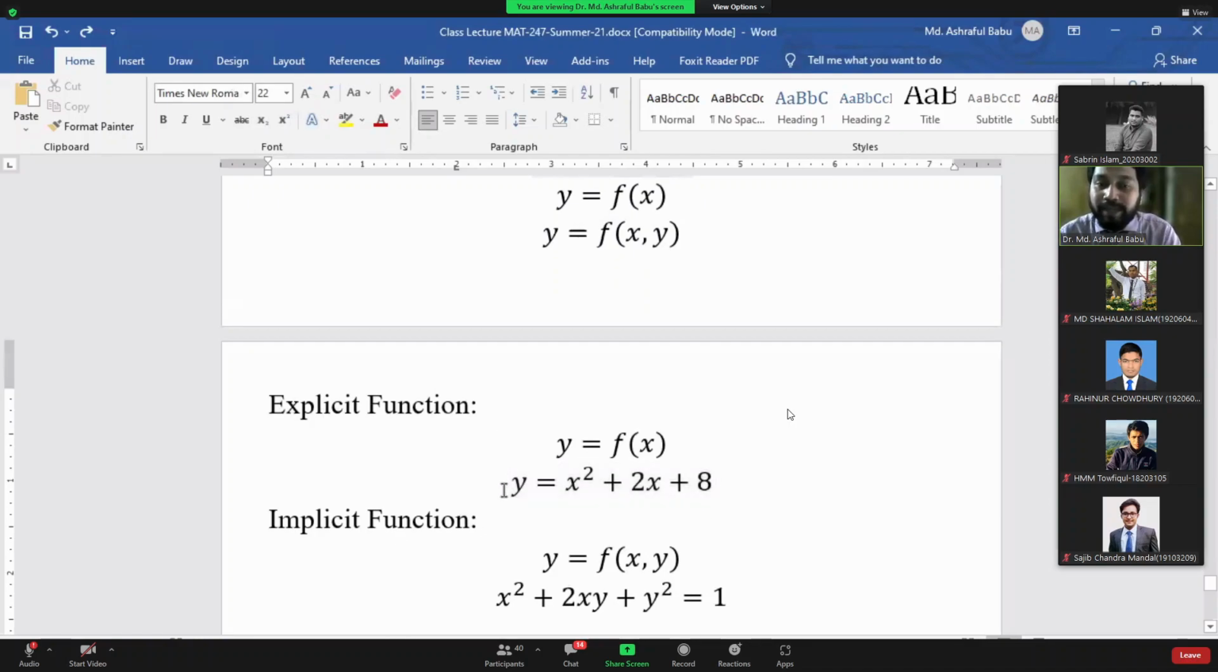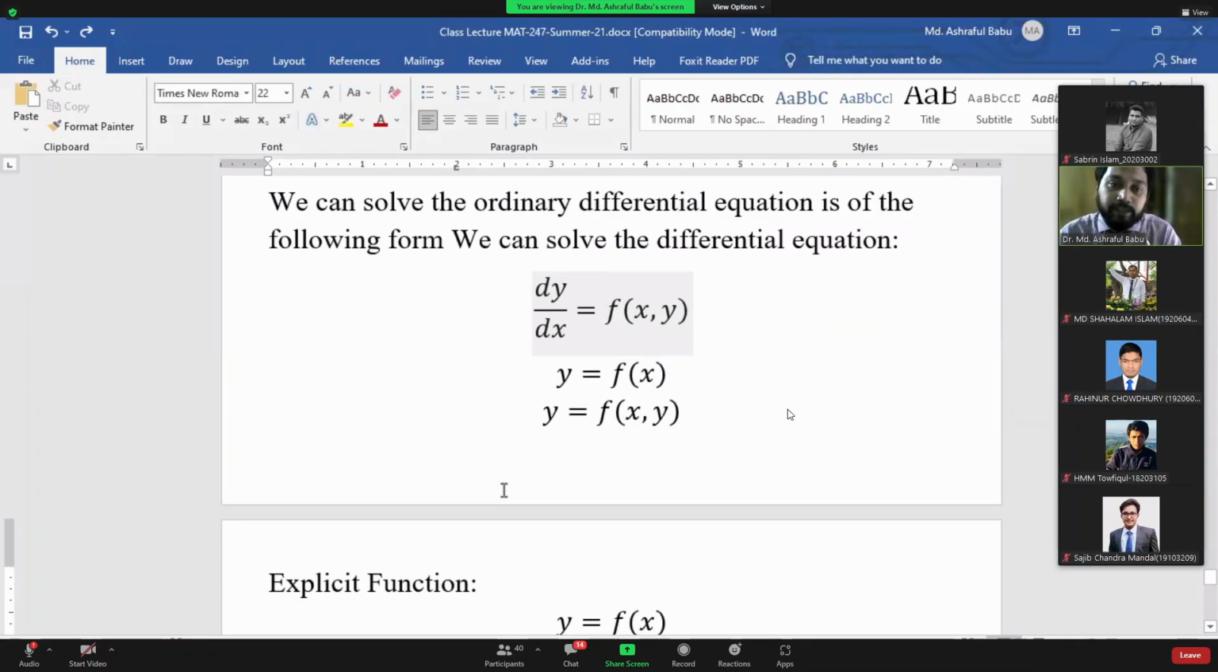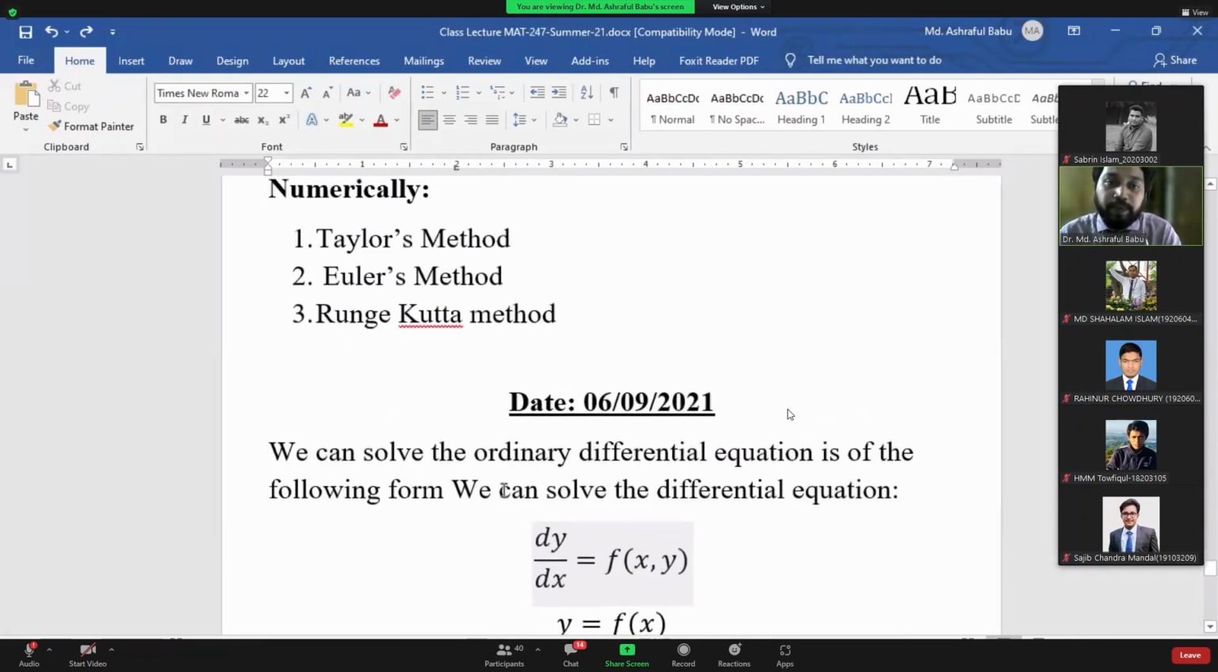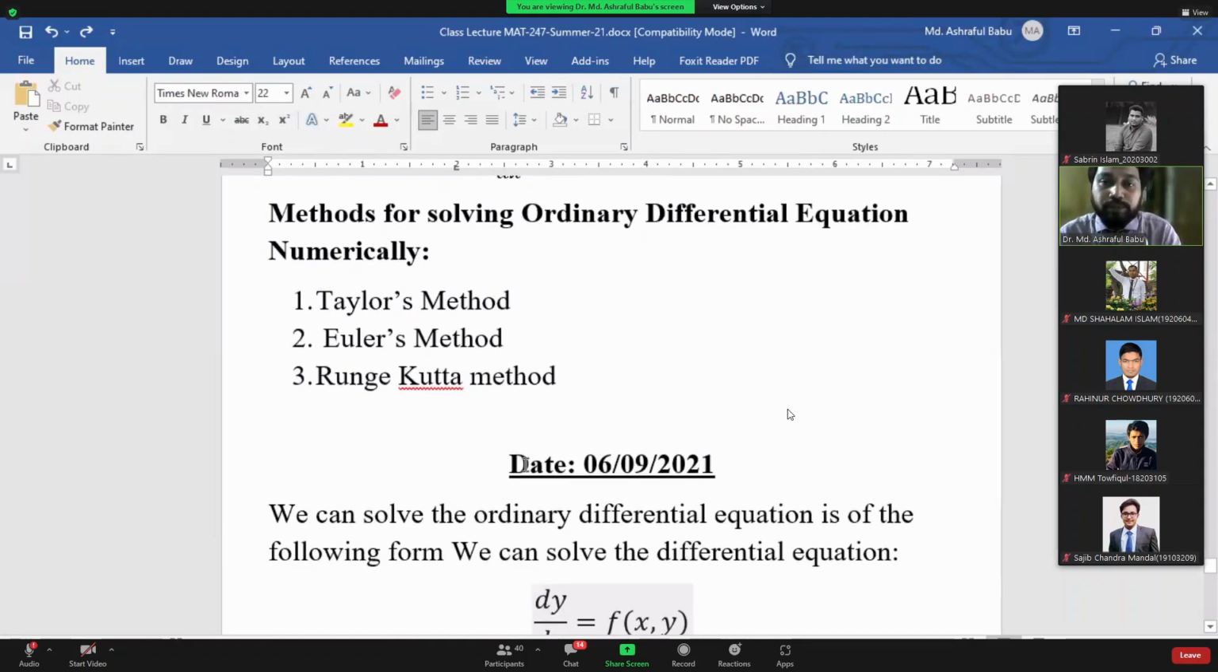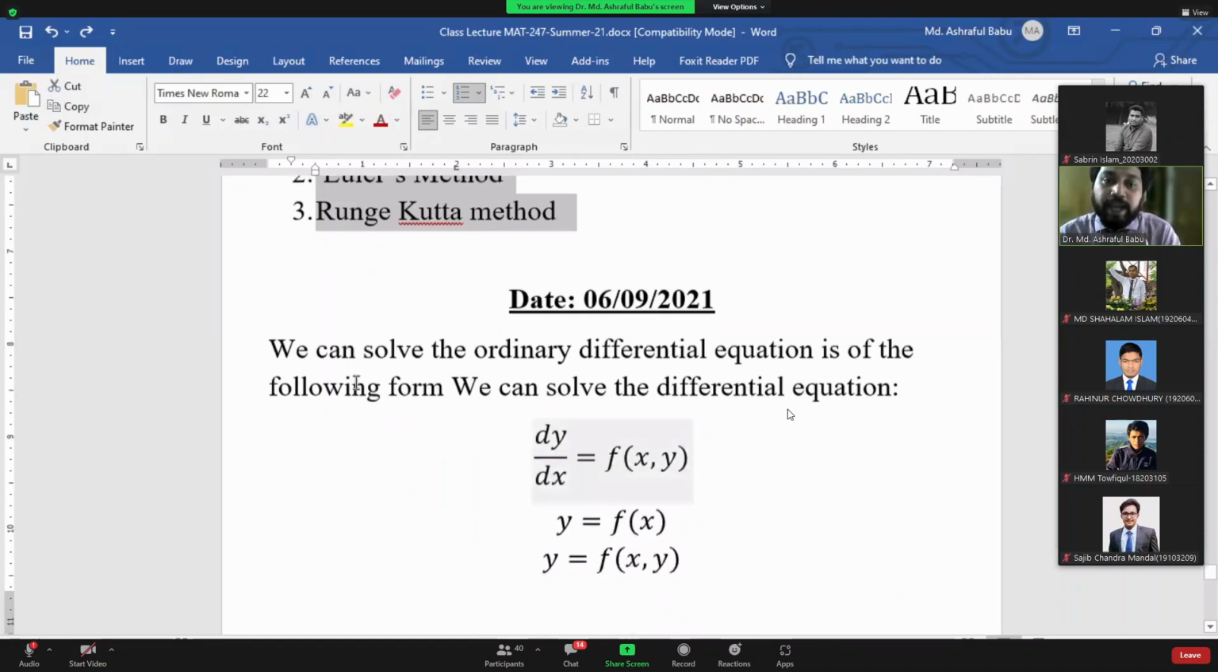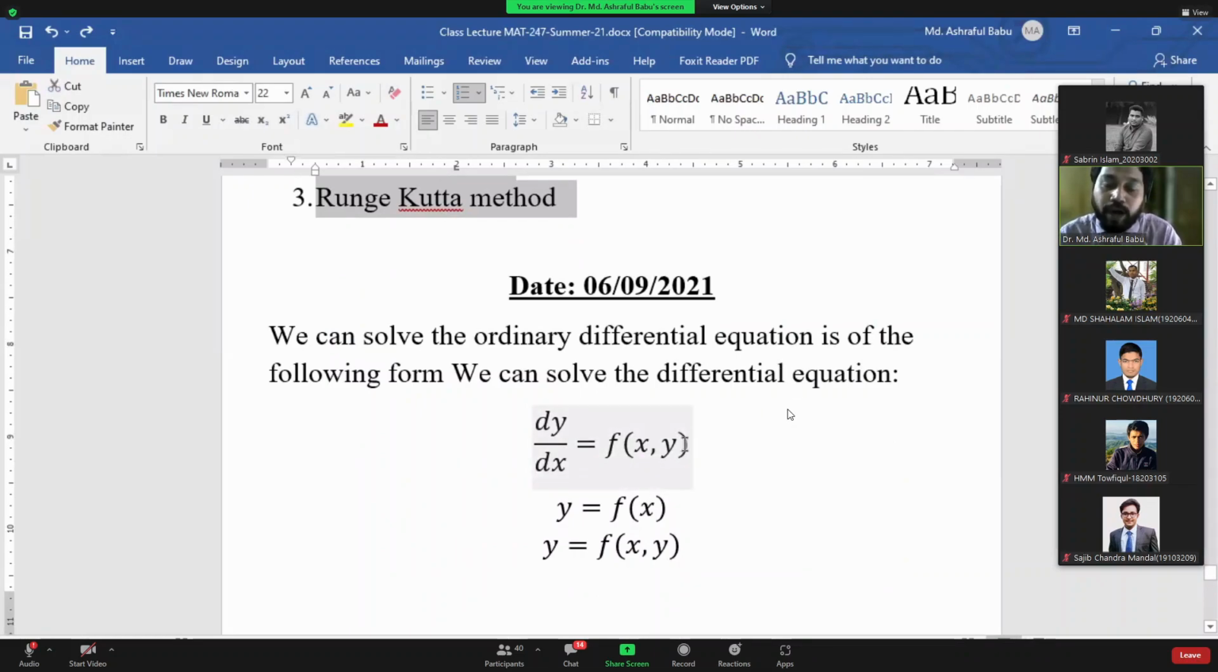There are many forms of implicit and explicit functions, and these are discussed in the MAT-197 differential equation course. But in this course, we are only talking about ordinary differential equations, and we solve them by only these three numerical methods: Taylor's method, Euler's method, and Runge-Kutta method. And we can solve only one type of ordinary differential equation.